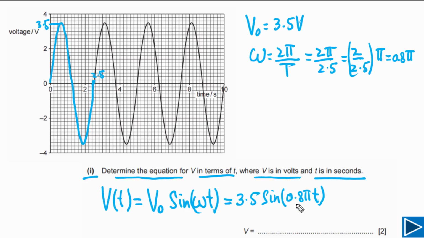This question has 2 marks. The first mark you will get if you have got the right value of omega, so this is C mark. And the second mark is A mark. If you have got the right equation, you will get the second mark. But if you have got the right answer, you will still get 2 marks even if you haven't written this one. But if your answer is wrong and you have calculated the value of omega right, you will get 1 mark.